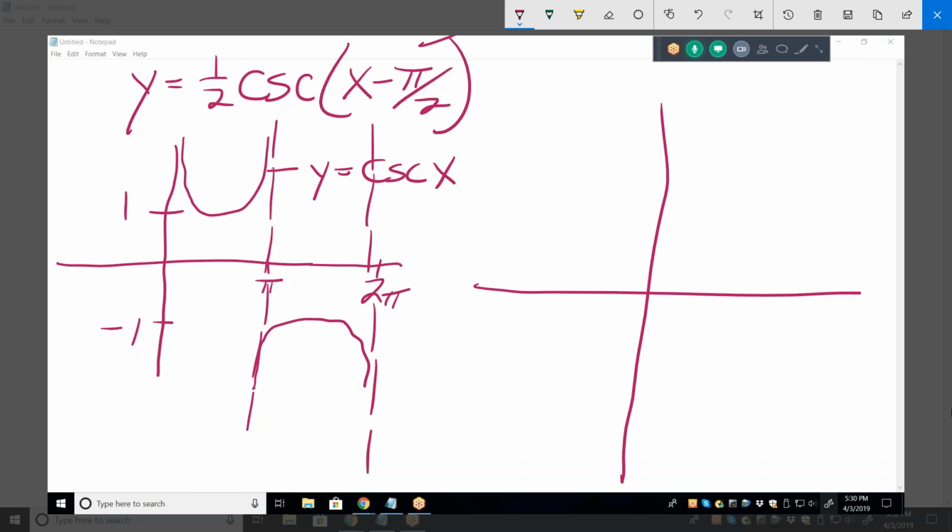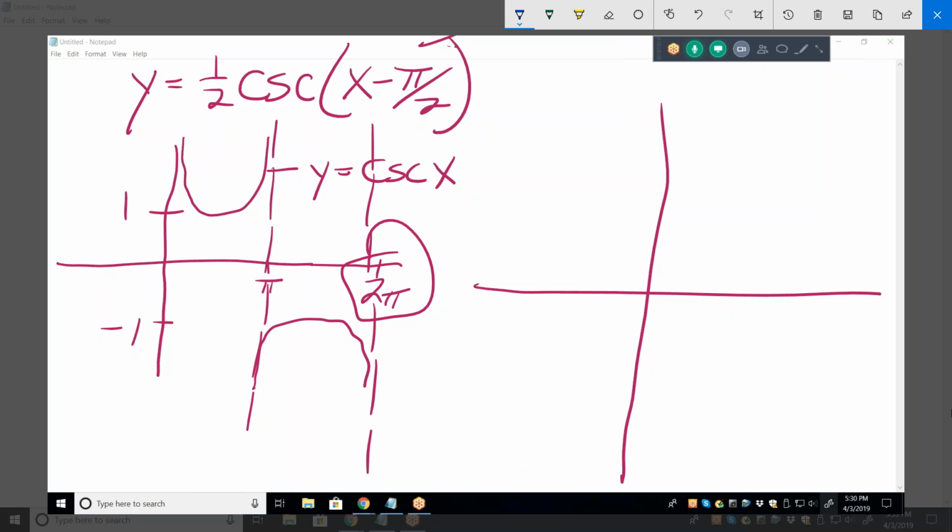Over here, what's the period of this curve? The first one? 4 pi? It's 2 pi. Oh, yeah, it's 1/2. Well, no, it's not 1/2 yet. We haven't applied that amplitude yet. In other words, I'm doing this one step at a time. Let's start with the parent function, how we graph y equals cosecant x. That's what I've graphed. Now, in blue, let's graph y equals cosecant of x minus pi over 2.